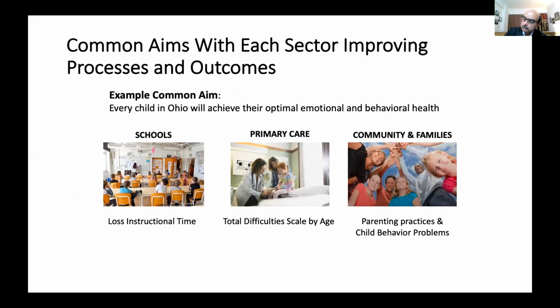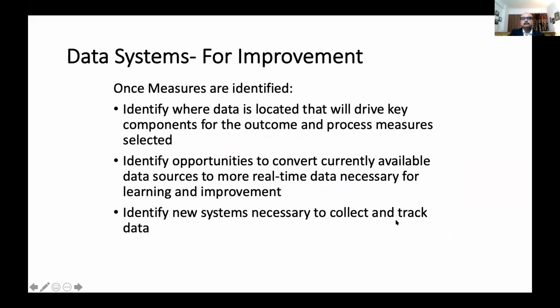And so these common aims, every child in Ohio, the state I live in, will have optimal emotional and behavioral health. In the schools, we're looking at lost instructional time that is lost for the kids to learn. We're looking in primary care at how the kids are doing with their health and health care. And we begin to work with parents and families in communities.